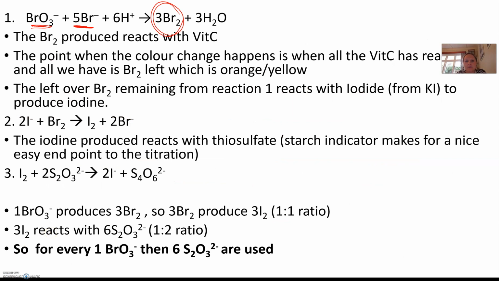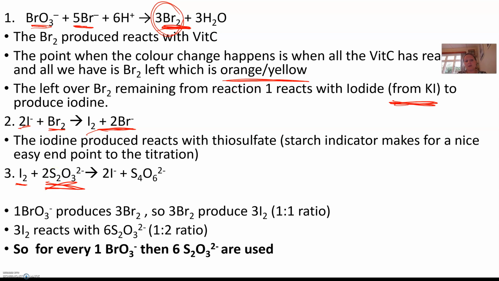So you keep adding the bromate, and when you start to see an orangey yellow color, that tells us that the Vit-C has fully reacted, because now we're just seeing excess bromine being produced. What then happens is they add KI. Why are they adding KI? Because the excess bromine that was left over, the iodide will react with that to produce I2 and Br2, and then the I2 will react with our lovely thiosulfate with the starch indicator, which we all know.